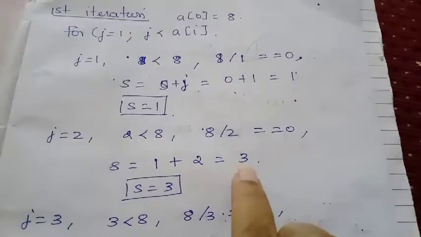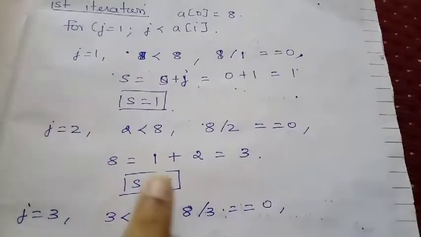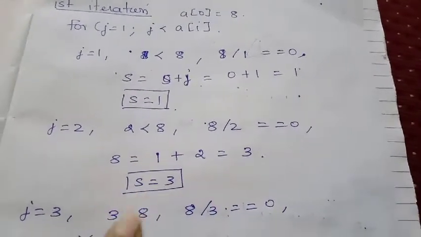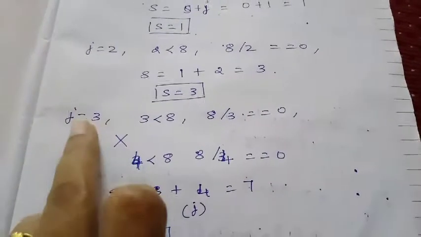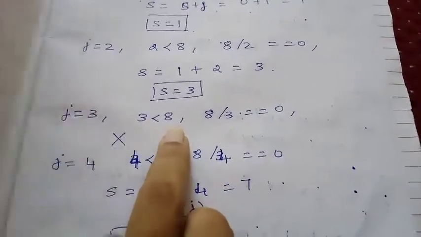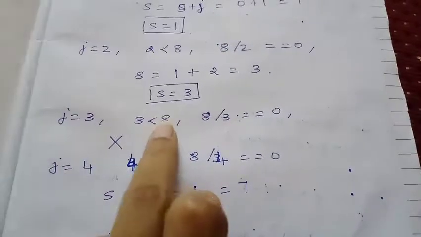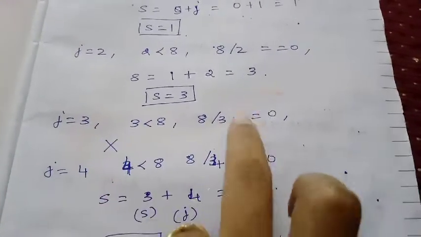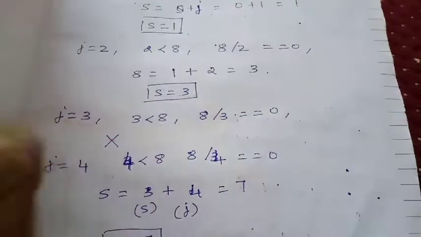So 1 plus 2 is equal to 3, and here s is equal to 3. This is your addition of your factors. So j is equal to 3. j is not divisible by 8. Okay, so 8 cannot be divided by 3, so the remainder won't be 0, so this won't enter.